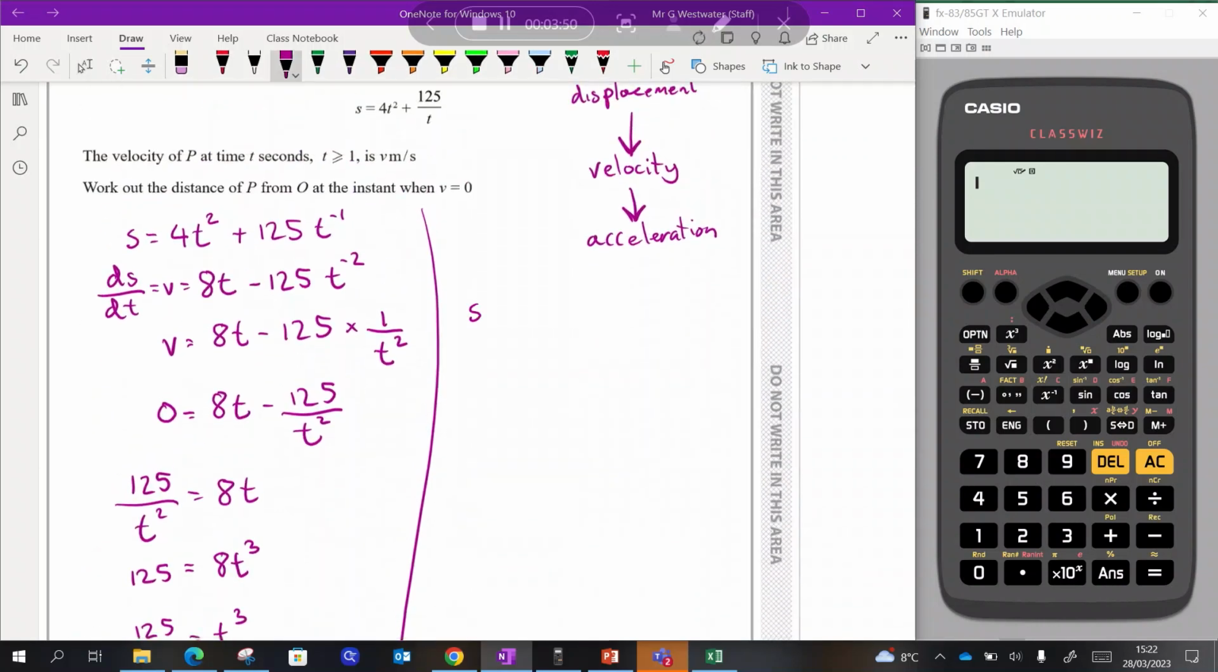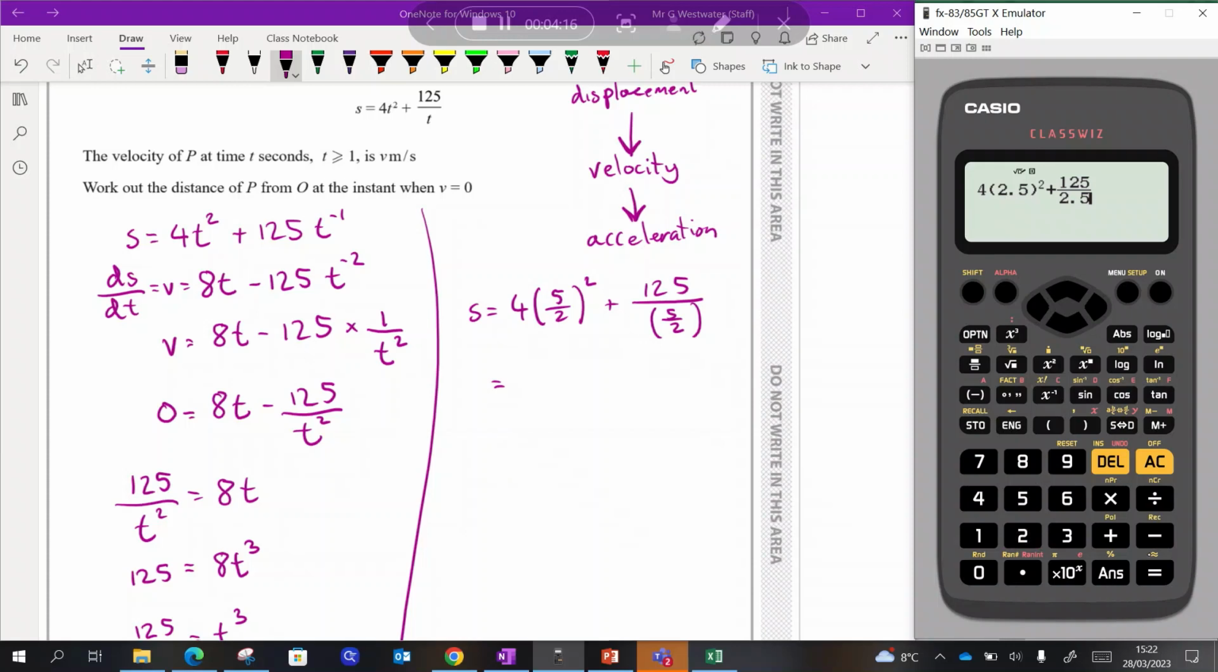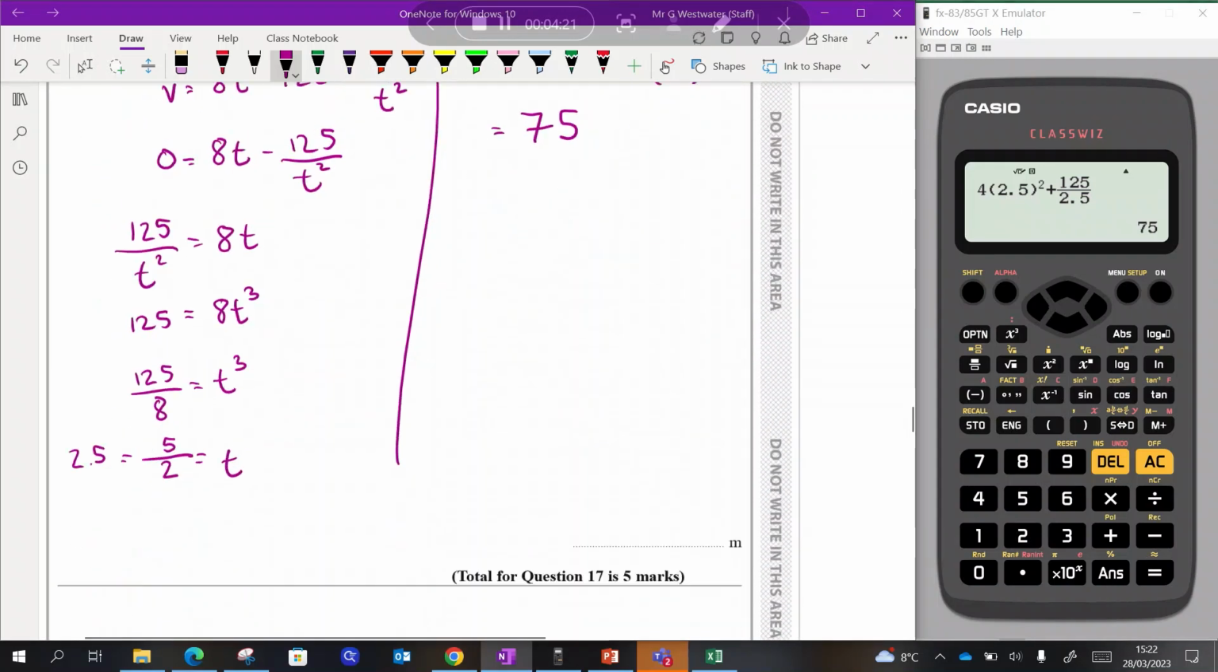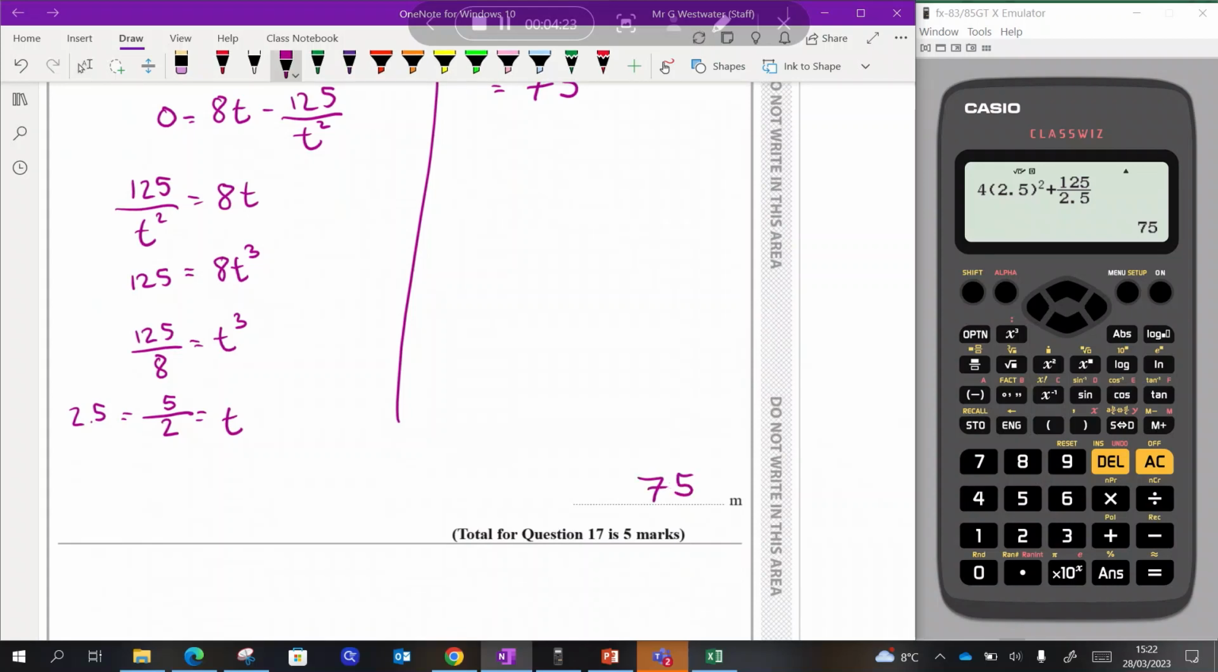So s is going to equal 4 times 5 over 2 squared plus 125 over 5 over 2. Okay, so let's type that in: 4 brackets, and I'll just put 2.5 in because it's easier to type, squared plus 125 over 2.5. Oh, and that's a very nice number indeed, 75. That gives me a lot of confidence that this is correct, 75 meters.